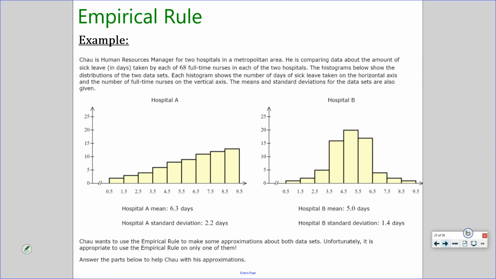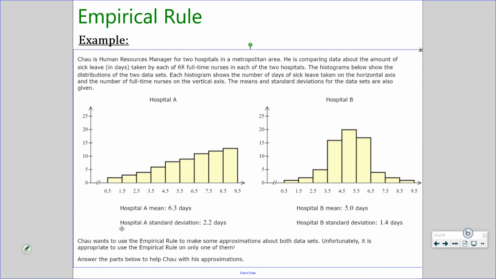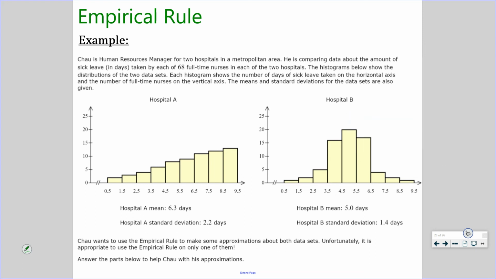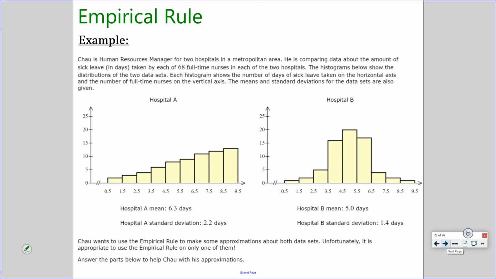All right, here's hospital A. The mean is 6.3. Standard deviation is 2.2. You can calculate standard deviation with any data set. That's numerical, I should say. This only applies to symmetrical data. That percent of your data lies within those standard deviations. Hospital B, the mean is 5, and the standard deviation is 1.4 days.